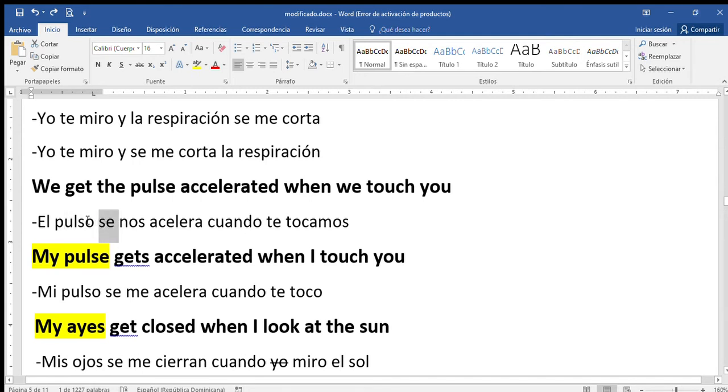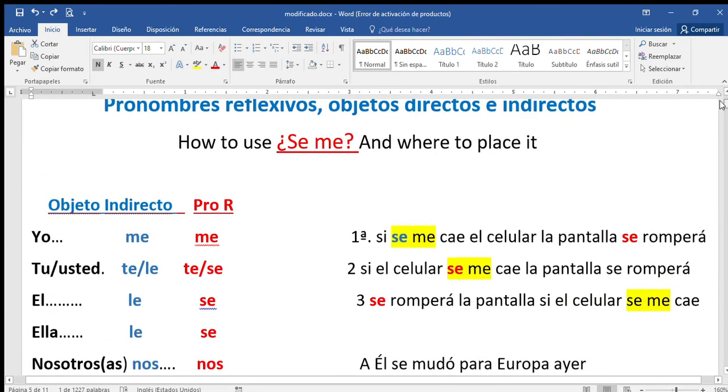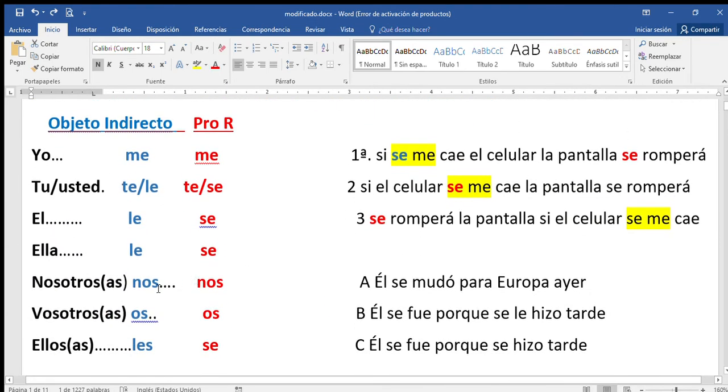Is se. Like I said, se is for the third person. So el pulso se, who is getting accelerated for? Is getting accelerated for we. So what is the pronoun for we? Para nosotros. Is nos. Basically, the second pronoun will be el objeto indirecto, and the first one will be the reflexive pronoun. So you put it, even though it's the same, you are basically putting this one out in the second part.